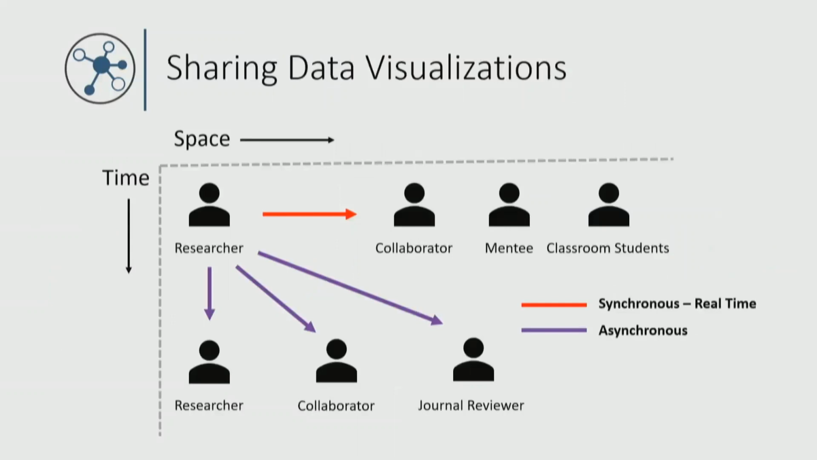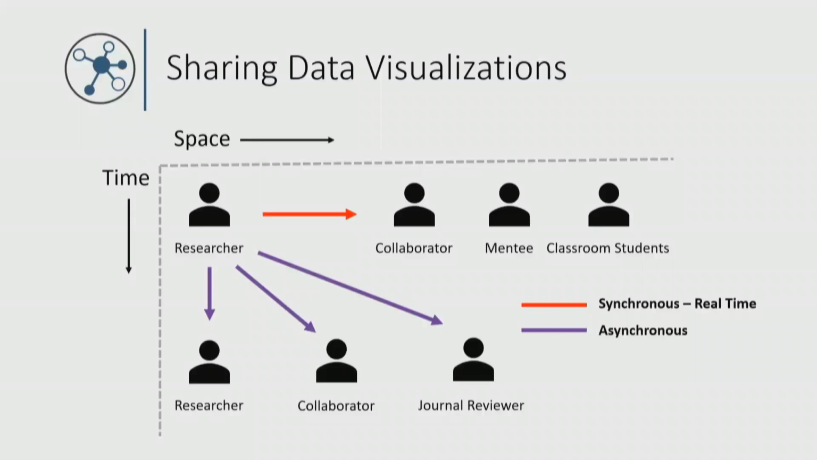And so there's two dimensions in my mind. There's data sharing across space, and there's data sharing across time. And so space is, you want to look at data together, but you're not physically present, something most of us are familiar with over the past 18 months. And so this can be with a collaborator, a mentee, or in a classroom. And so this is what we call broadly synchronous real-time sharing.